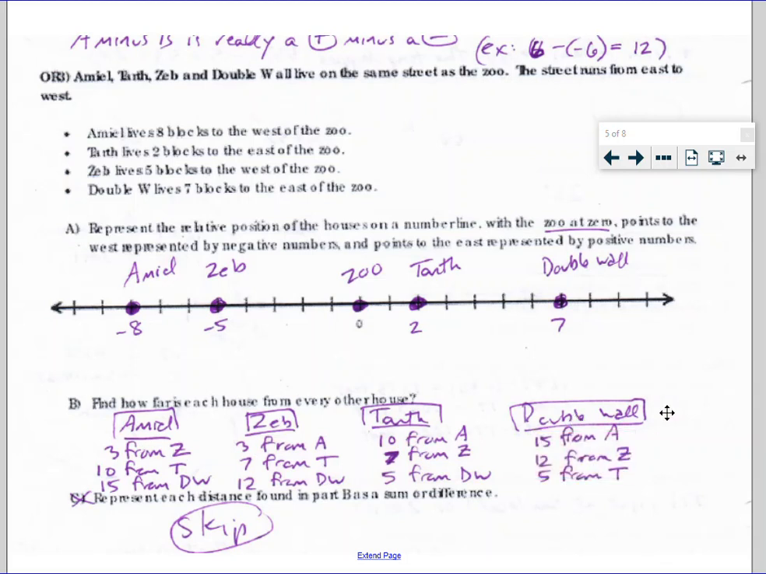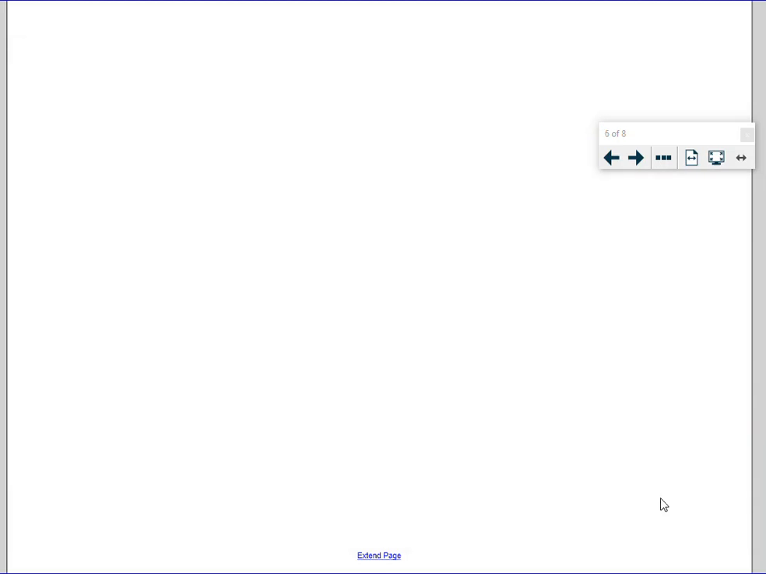Now, if you need more time, just pause the screen and double check your answers there. But part B had a lot of work in it just because you had to figure out how far this is from all the other houses. So there's a whole bunch of answers for part B. Part C we were skipping, and that brings this first particular assignment to a close.